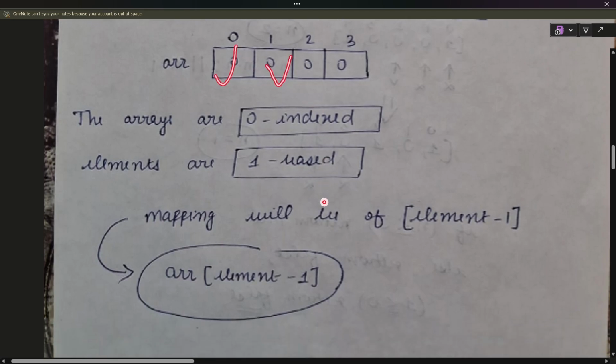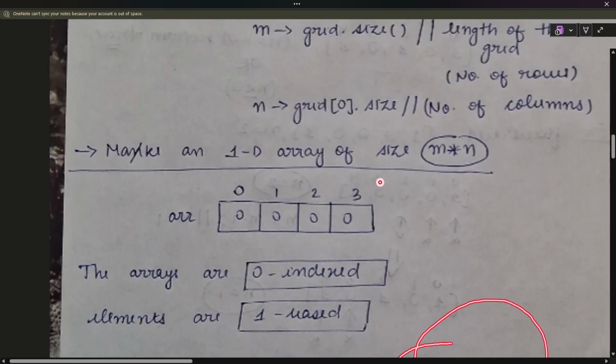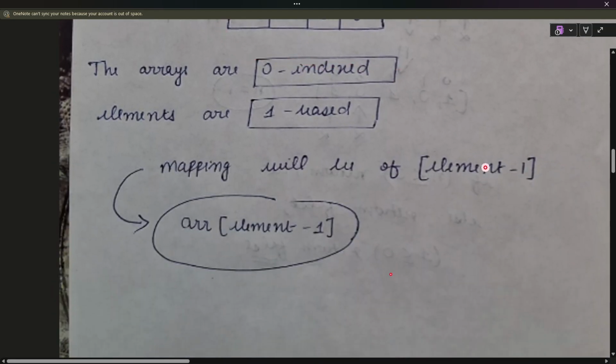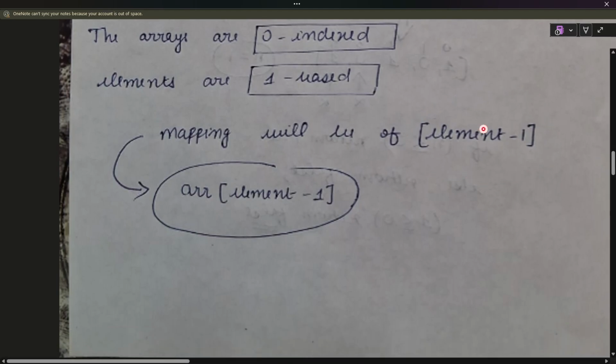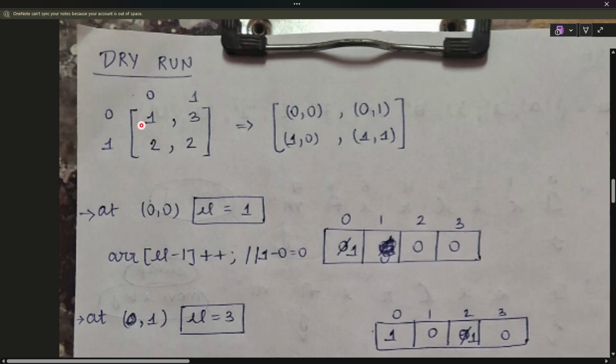As you can see, the mapping will be like this: the element is one-indexed and the array is zero-indexed, so we can just do element minus 1, and it will come to its original position. Let me draw a diagram so things will be clearer. As we can see, 1 3 2 2, when we represent it in a 2D matrix, will be 0 comma 0, 0 comma 1, 1 comma 0 and 1 comma 1, right?